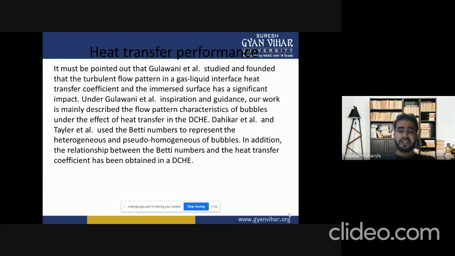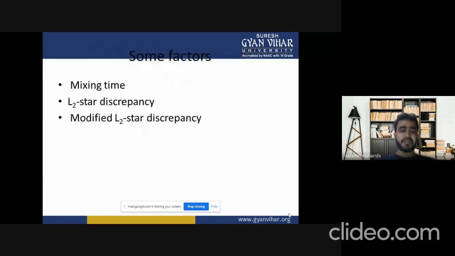Dehika et al. and Thayer et al. used the Betti numbers to represent the heterogeneous and pseudo-homogeneous behavior of the bubbles. In addition, the relationship between the Betti numbers and the heat transfer coefficient has been obtained in DCHE. Some factors are mixing time, L2-star discrepancy, and the last is modified L2-star discrepancy.